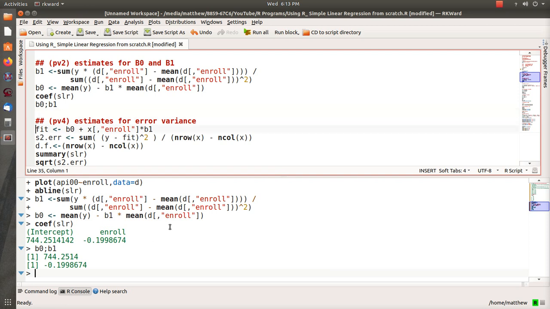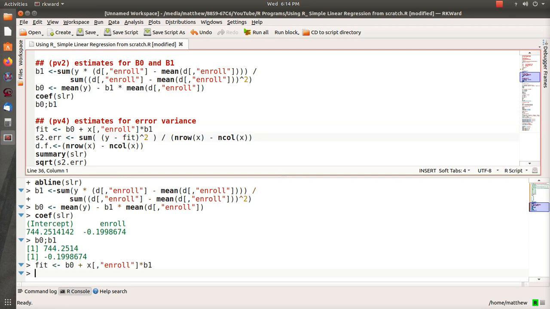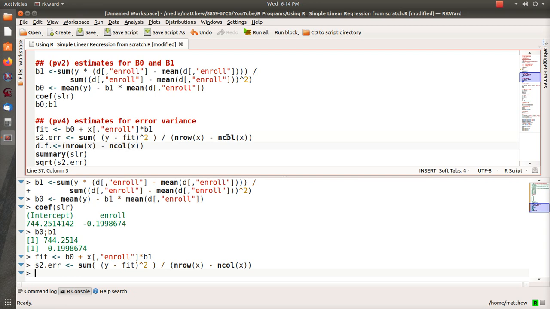Now let's look at an estimate for the error variance. This is an estimate of sigma squared. Our fit is beta 0 plus x times beta 1. That's our fitted model. The error variance is the fluctuation from our data to the fitted model, summed and squared, and divided by n minus (k plus 1). So let's print that. The degrees of freedom, of course, are this: the number of rows in x, which is n, minus the number of columns, which is k plus 1, so it should be 2.